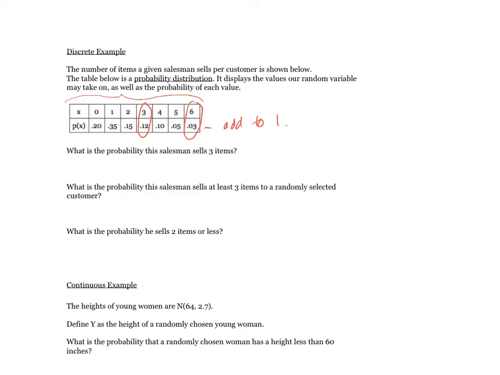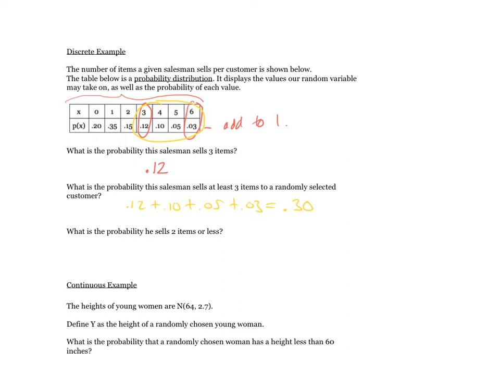What is the probability the salesman sells 3 items? Well, off the table, the chance you sell 3 is 12%. What is the probability the salesman sells at least 3 items? Well, at least 3 means 3 or more. So that would be the yellow circle in the table. So I have to add all those up. So I would add 12 to 10 to 5 to 3. And that would be 30%. So there's a 30% chance that this person sells at least 3 items.